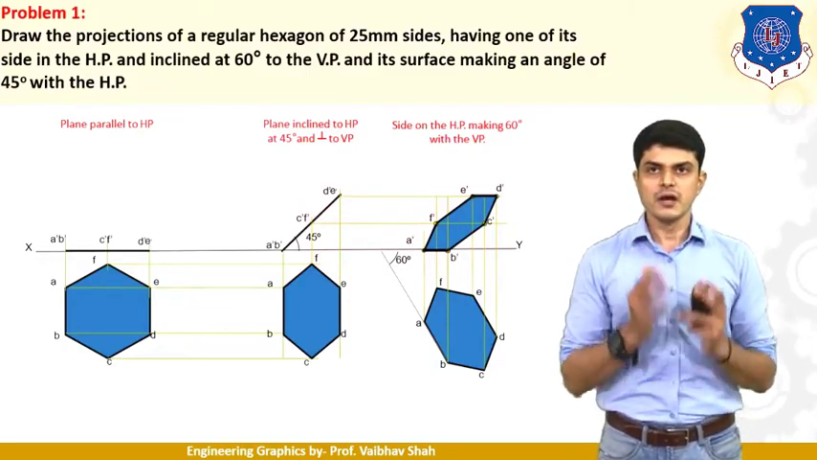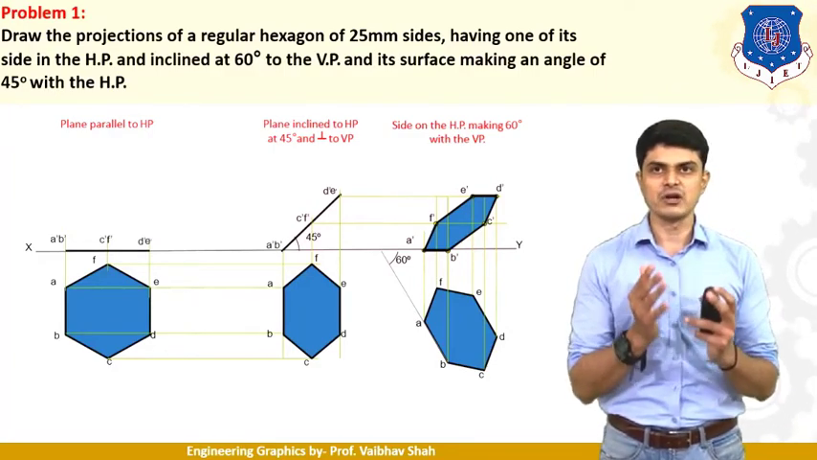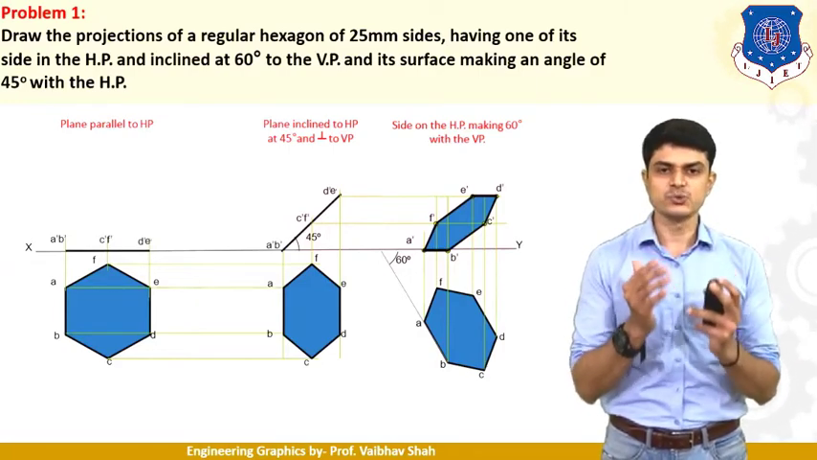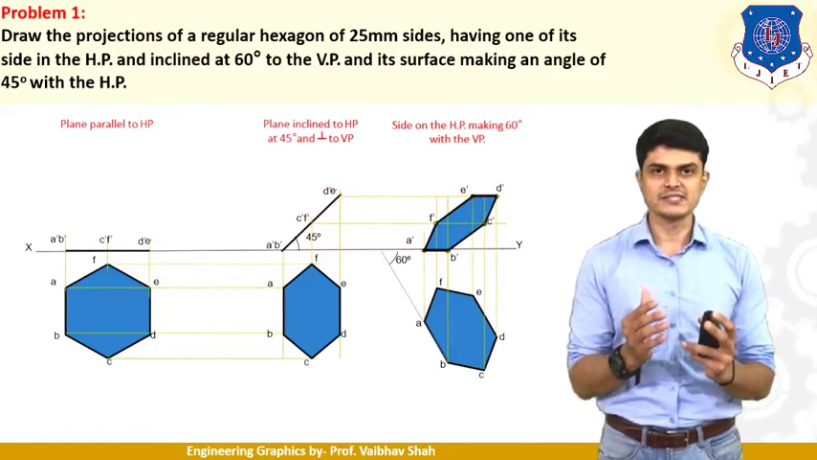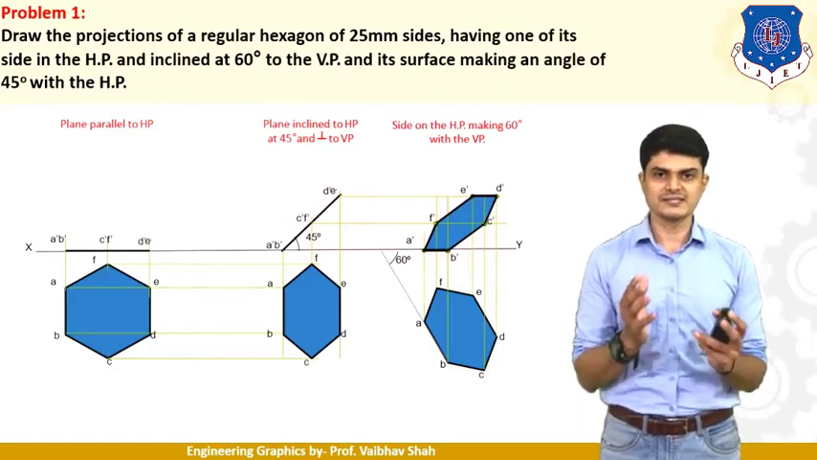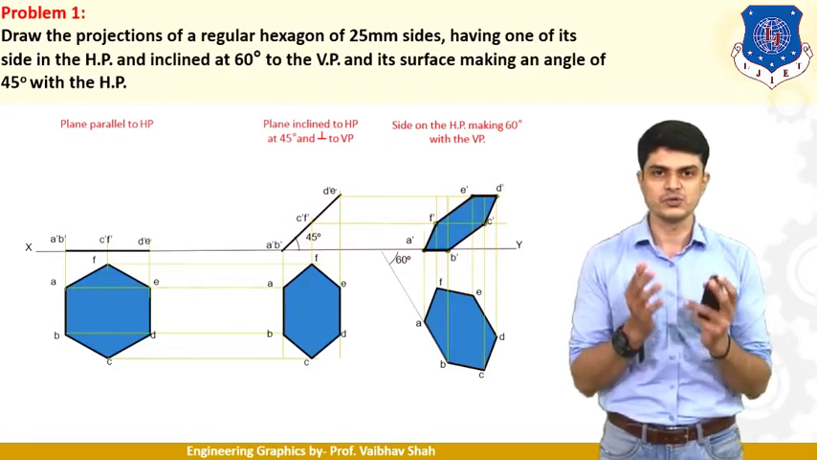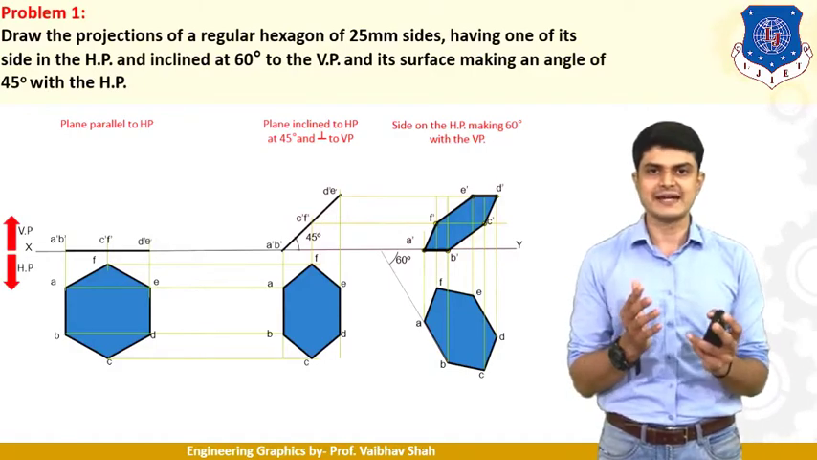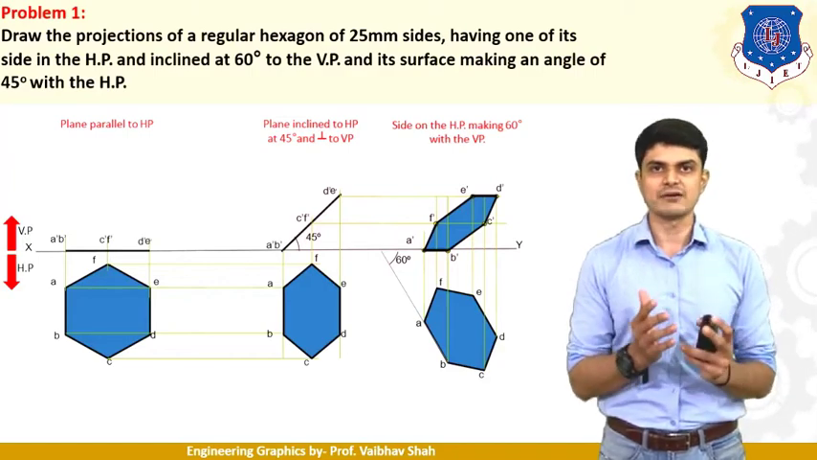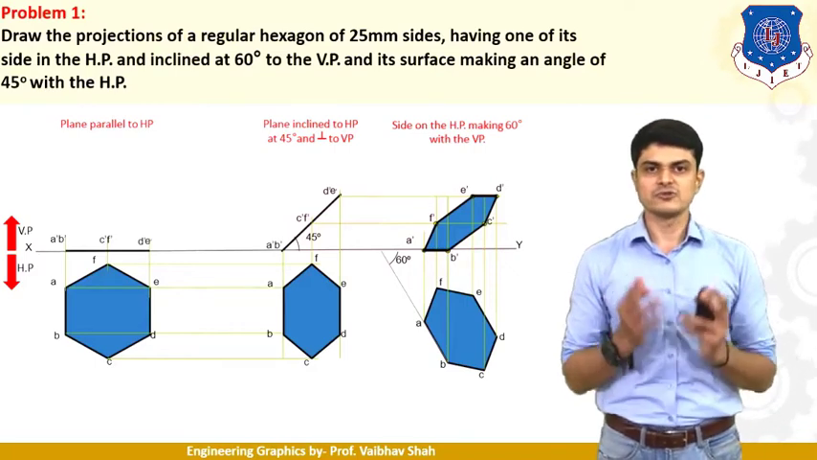Problem number 1: draw the projections of a regular hexagon of 25 mm size having one of its sides in HP and inclined at 60 degrees to the VP, and its surface making an angle of 45 degrees with HP. So here the hexagon is our object, the sides of the hexagon are 25 mm each, and it is resting on one of the sides in HP. So we should draw the hexagon in HP having one of the sides in HP. That means below your XY line we should draw the hexagon in the first stage, and then one angle with respect to HP is given and another angle with respect to VP is given. Very simple.